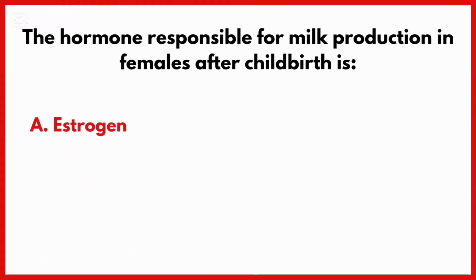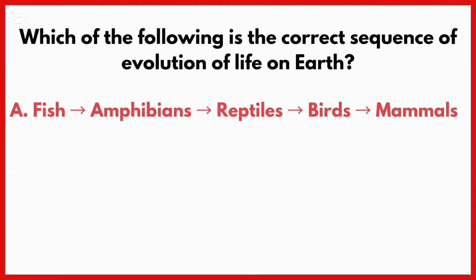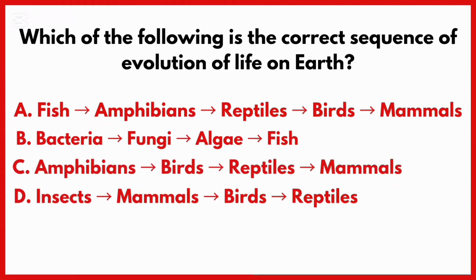The hormone responsible for milk production in females after childbirth is. Correct answer is option B, prolactin hormone. Which of the following is the correct sequence of evolution of life on Earth? Correct answer is option A.